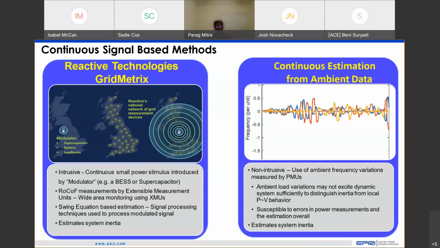The second category of methods is based on ambient data. So what does this method do? It looks at the power changes in your system. It continuously monitors the power changes in your system.